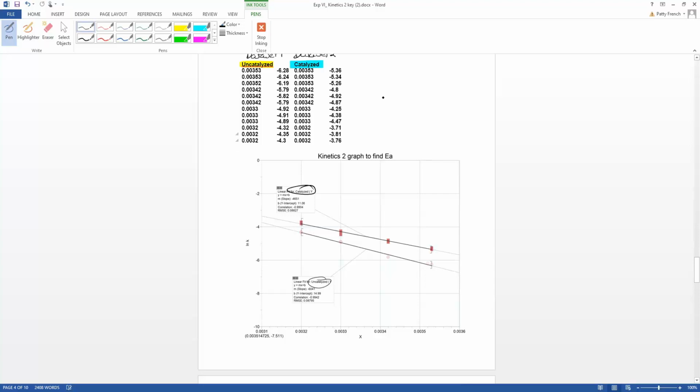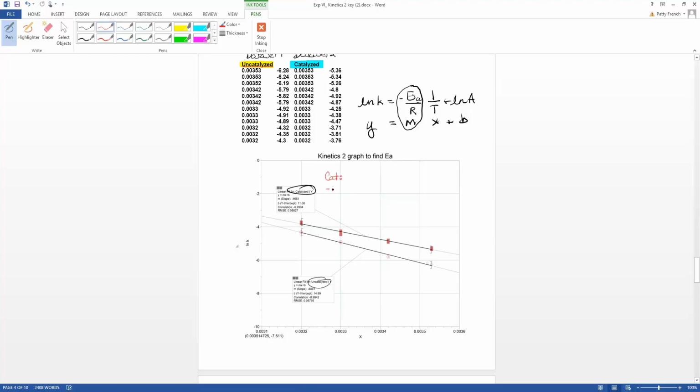Well, what does that mean? Now we go back to Arrhenius. ln of K equals negative EA over R times 1 over T plus ln of A. Y equals mx plus b. So my slope is equal to negative EA over R. So let's do this for catalyzed. We'll go to red for catalyzed.